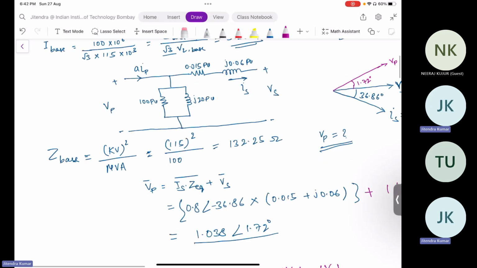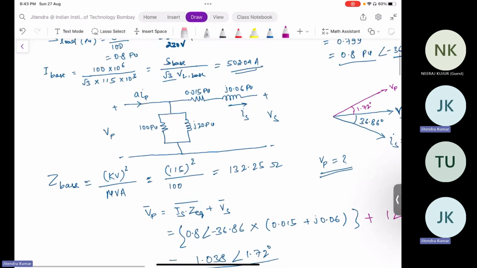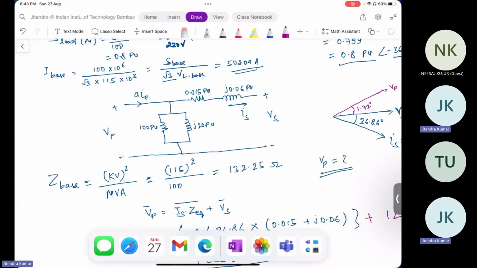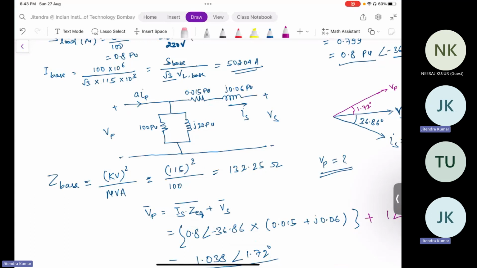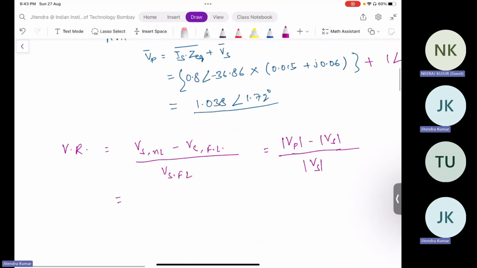So see this equivalent circuit. We use this equivalent circuit. Sir, in the denominator, we have written VS. Yes. So basically, no load minus full load divided by full load. I think it was no load voltage. In some textbooks, it is mentioned as no load in this denominator.